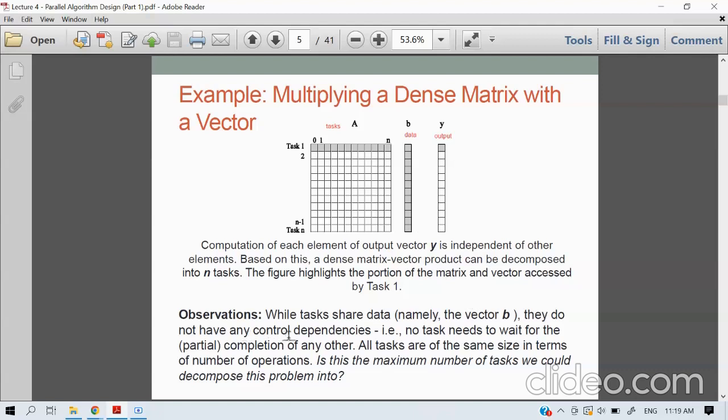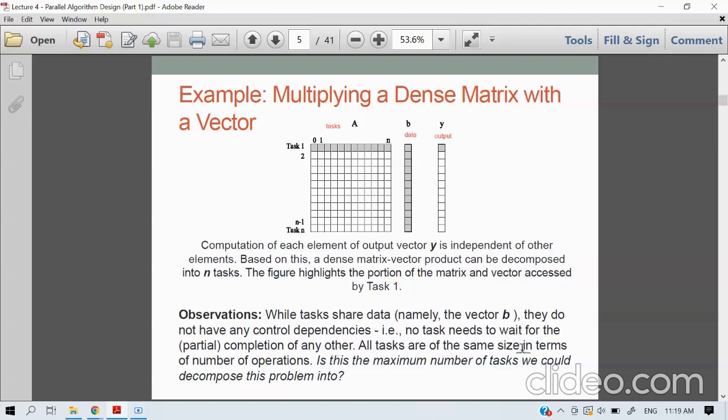they do not have any control dependency. So for example, no task needs to wait for the partial completion of any other. So there is no dependency on anything. So no need to wait, no need to wait for the partial completion, no need to wait for other tasks to be completed.